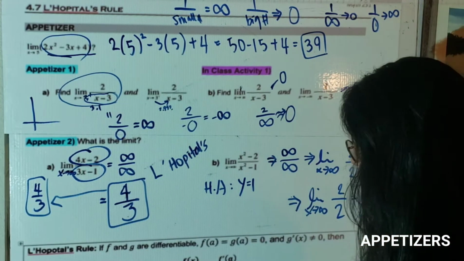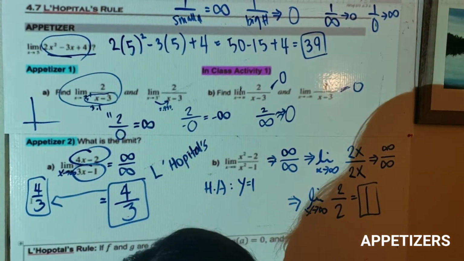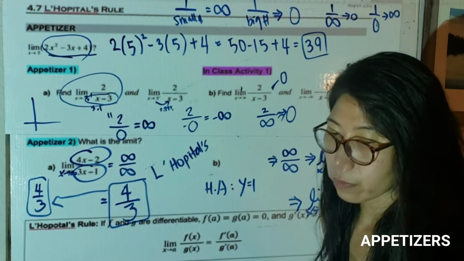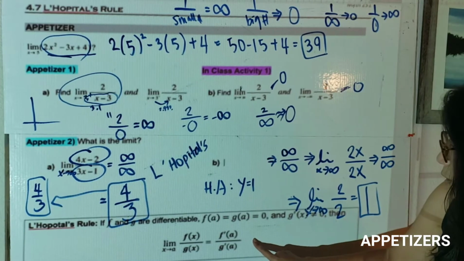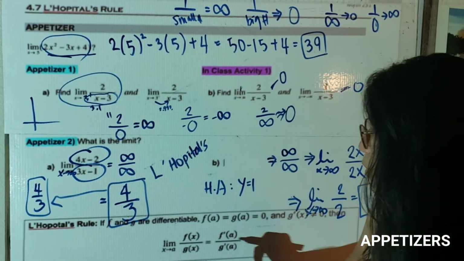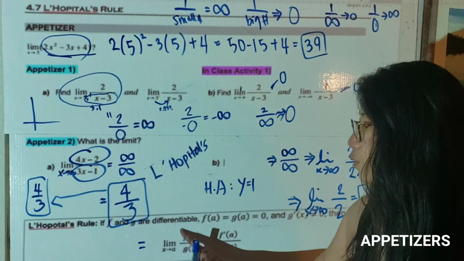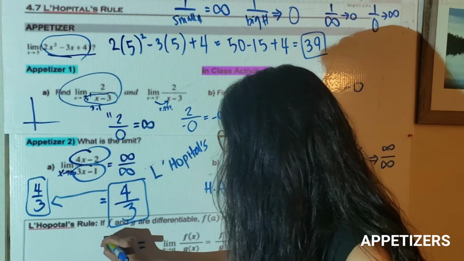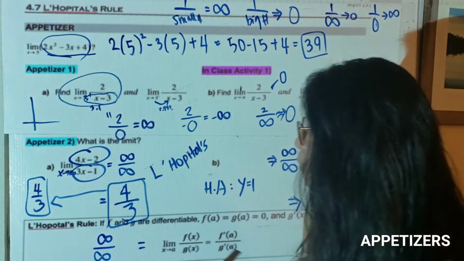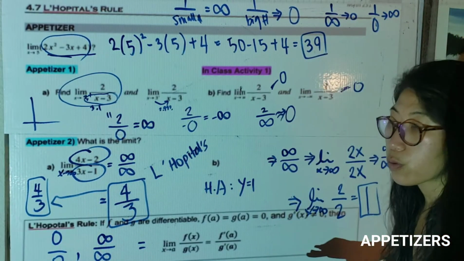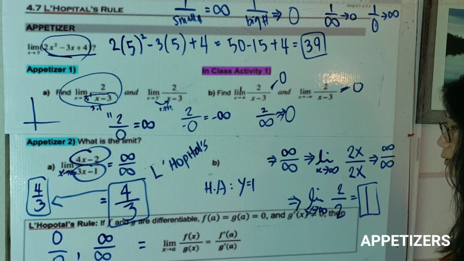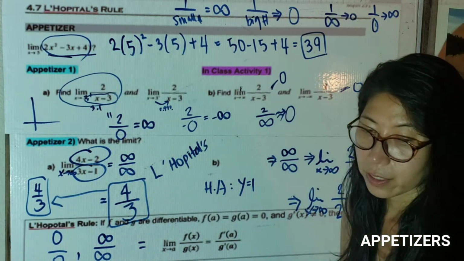So let's look at L'Hopital's rule here quickly. What is L'Hopital's rule? It applies when the function is a rational function, like a fraction, and the limit turns out to be infinity over infinity or 0 over 0. Then you get to apply L'Hopital's rule. Of course, the denominator cannot be 0.